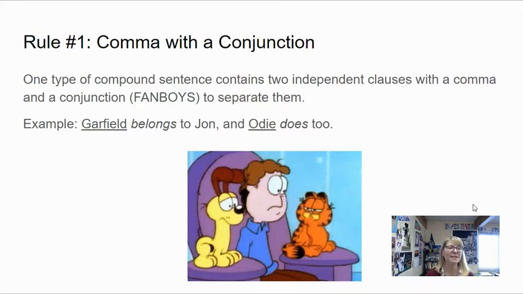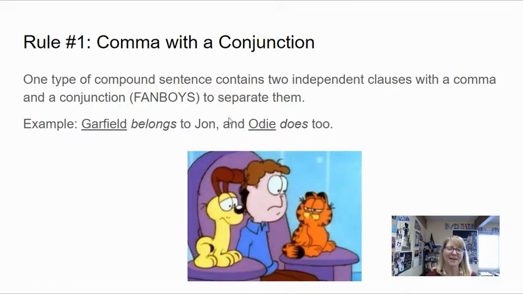So the rule is, a compound sentence that contains two independent clauses, you can divide it with a comma and a conjunction. So the example is, Garfield belongs to John, comma, and Odie does too. Here you can see Garfield is the subject and belongs is the verb, so that makes it an independent clause. And then you have a little prep phrase here.